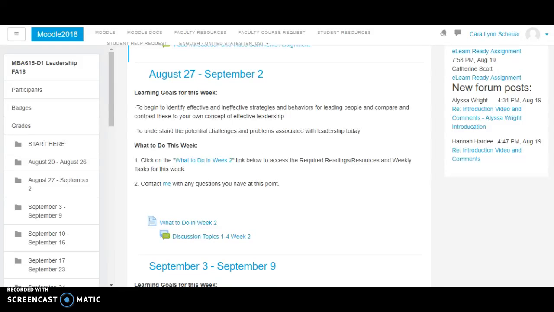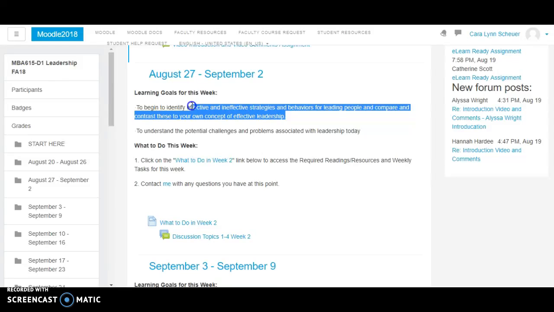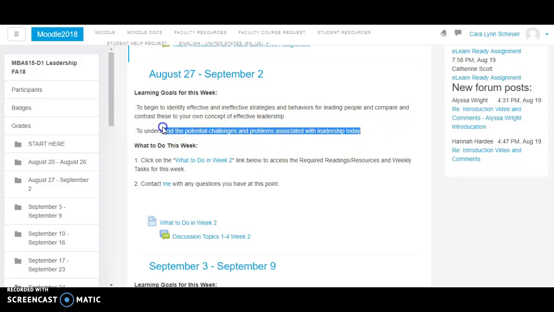Hopefully by now you have become acquainted with the requirements and structure of the class, as well as with the background and leadership perspectives of some of your peers. As you can see, there are 2 main learning goals for this week. The first is to begin to identify both effective and ineffective strategies for leading people, and to compare and contrast these strategies to your own concept of effective leadership. The second learning goal is to understand the potential challenges and problems associated with leadership today. This will ultimately set the stage for the first main content area for this class, ethical and responsible leadership.